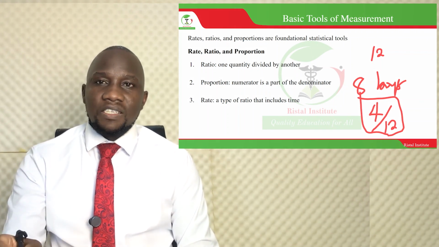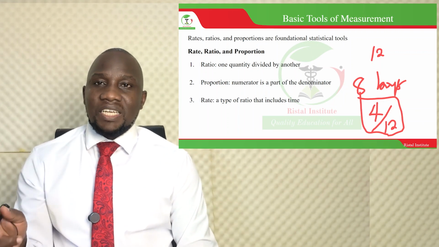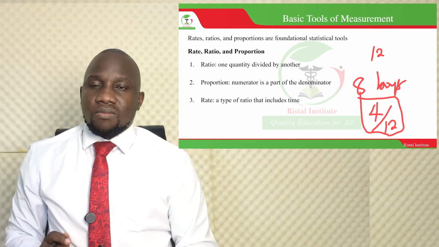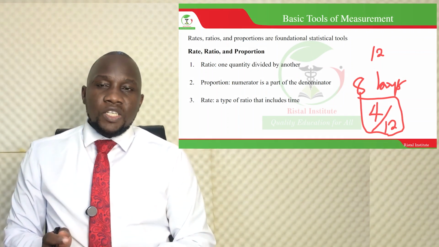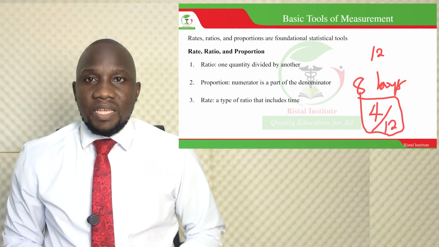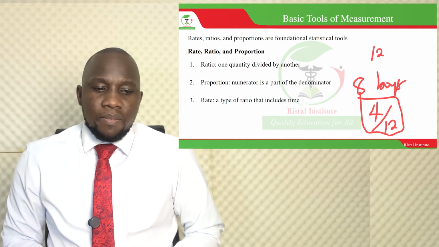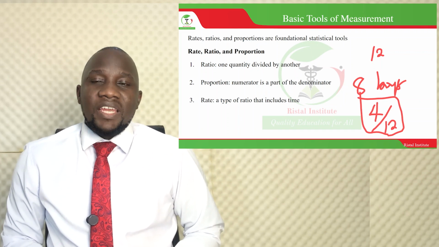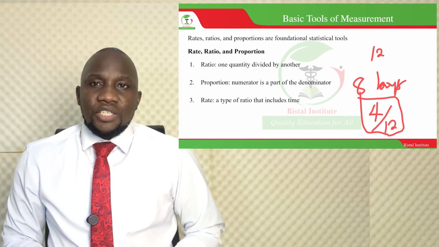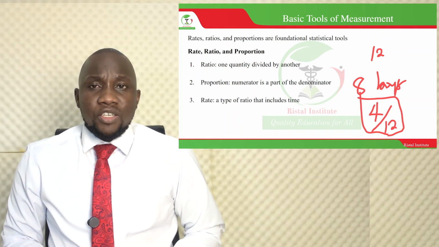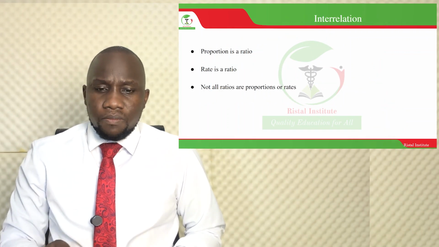So we can convert this into a percentage and we can determine the percentage composition of the class in terms of gender. So that means that a percentage is actually a proportion because the numerator is part of the denominator. And then we have a rate. A rate is a ratio that has time to it. If you hear anything about rate, there's usually a time dimension with that, and we shall see that shortly.